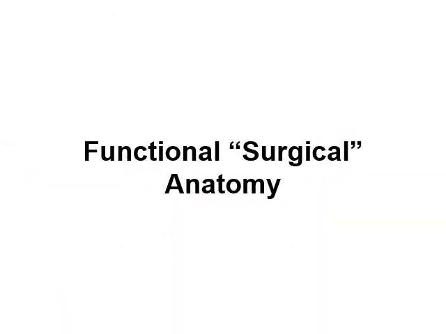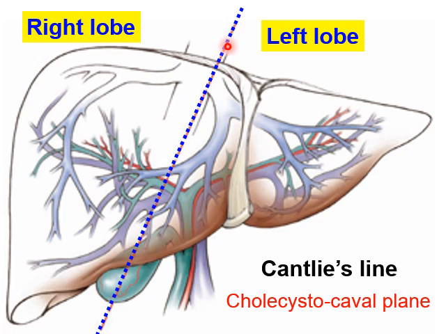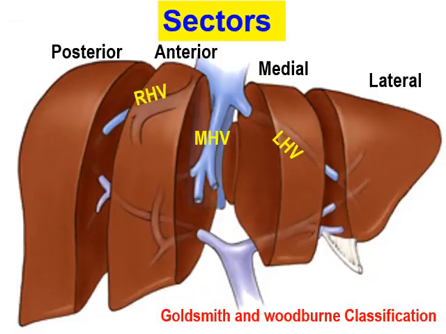Surgical anatomy of the liver. The liver is divided into left surgical lobe and right surgical lobe, or left hemiliver and right hemiliver, by an imaginary line named Cantlie's line or cholecystocaval plane. This line passes from the middle of the gallbladder fossa to the middle of the inferior vena cava. This line corresponds to the middle hepatic vein.